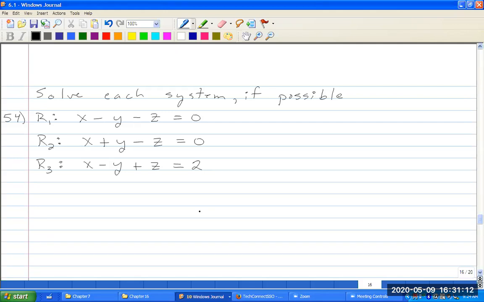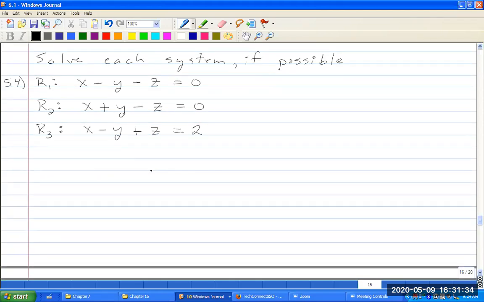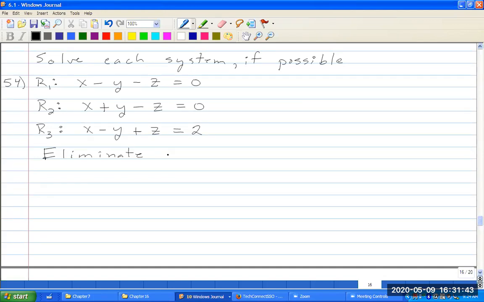And so if I look here, x, y, and z all look as easy to solve for. But what I do notice is that I can eliminate both y and z at the same time. So let's just say I'm eliminating z.